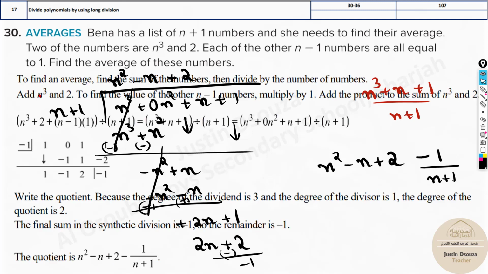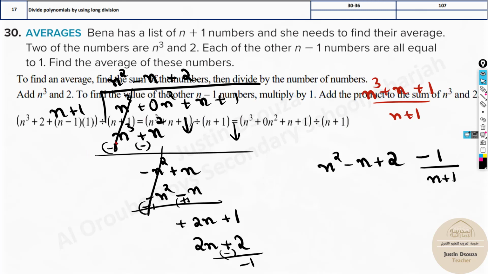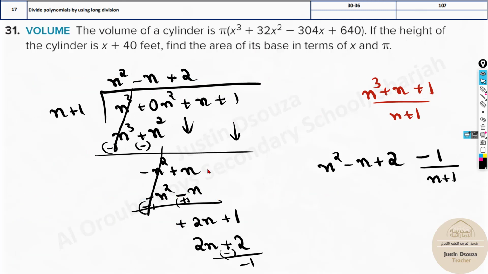Okay, so that's how we do it. We will look into this long division in a while. Long division can only be used when there is no coefficient over here. It should be only one, only like this, n plus something. Then we can use long division. Synthetic division, sorry, is very, very easy.